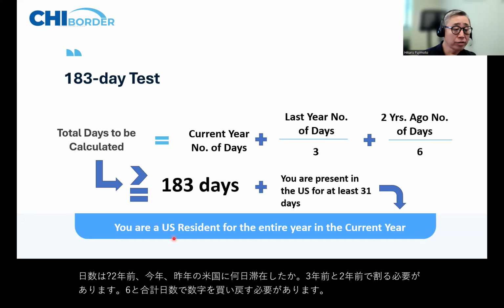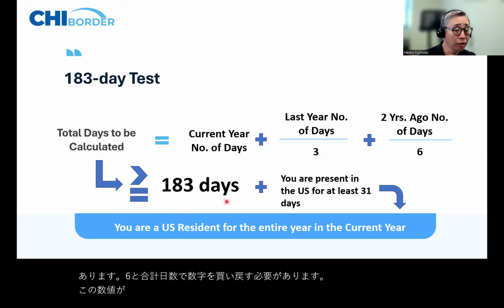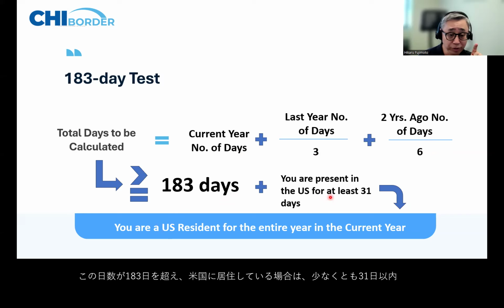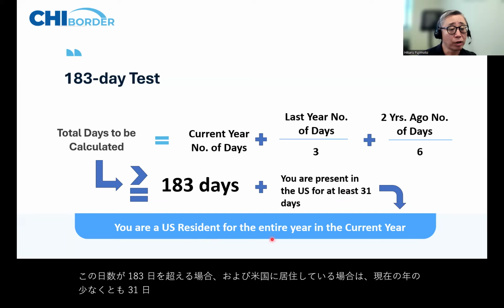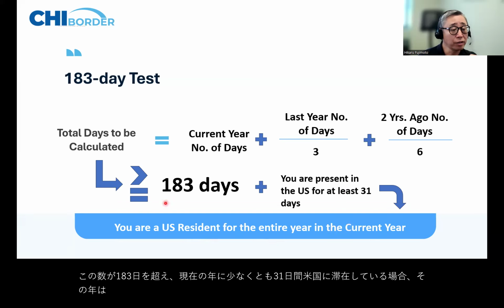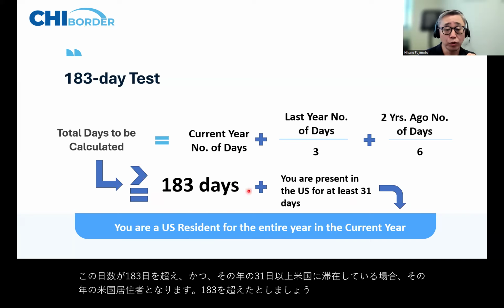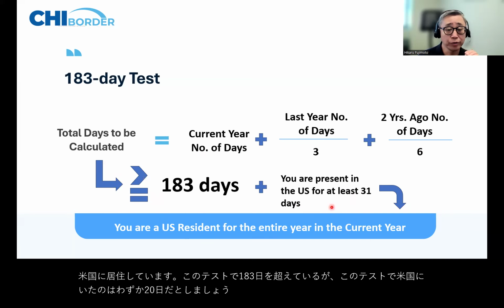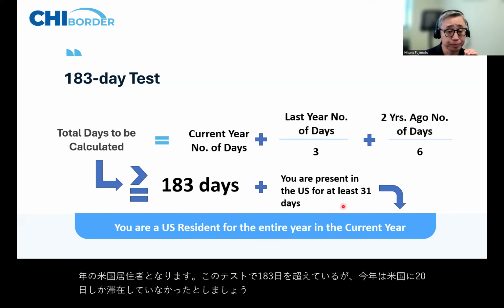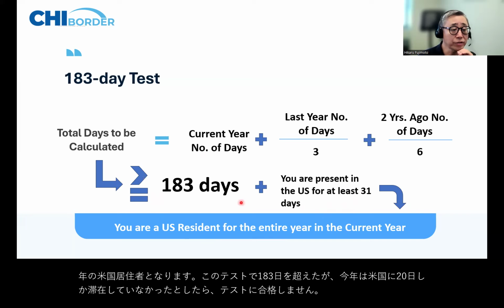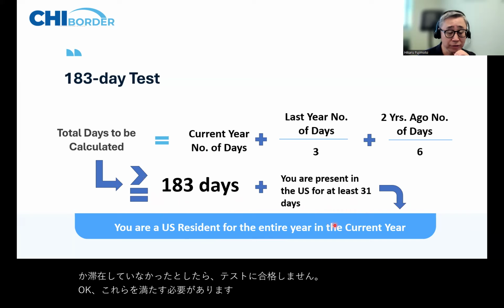If this number exceeds or equals 183 days, and if you are present in the United States at least 31 days for the current year, then you are a US resident. Let's say you exceed 183 days by this test, but you were in the United States only 20 days this year. Then you do not meet the test. Okay, so you need to meet these two conditions together.